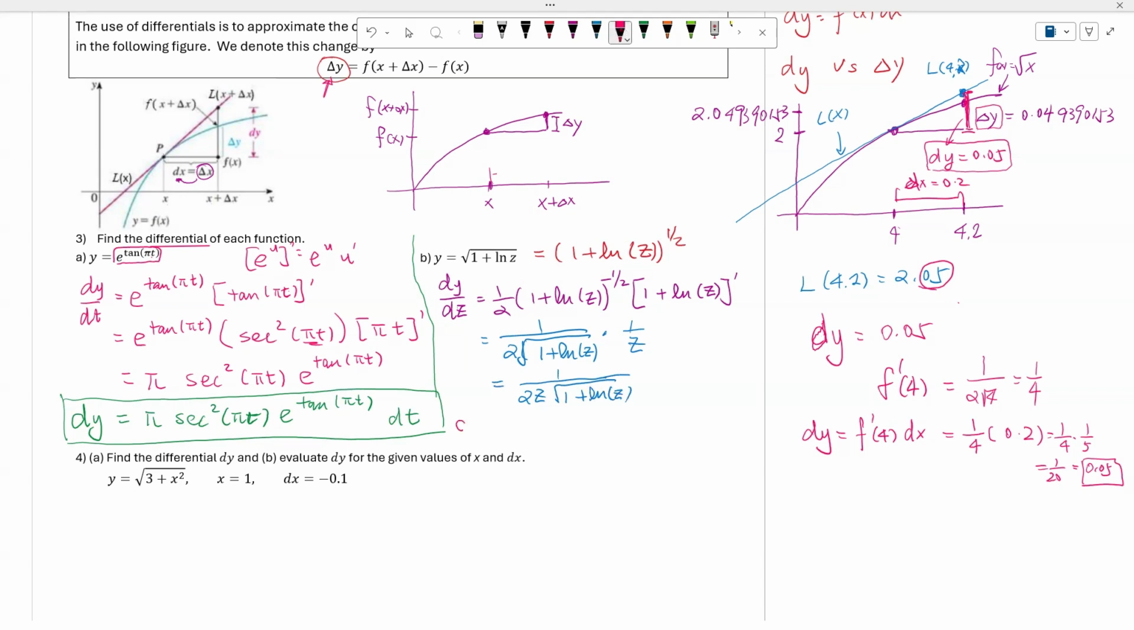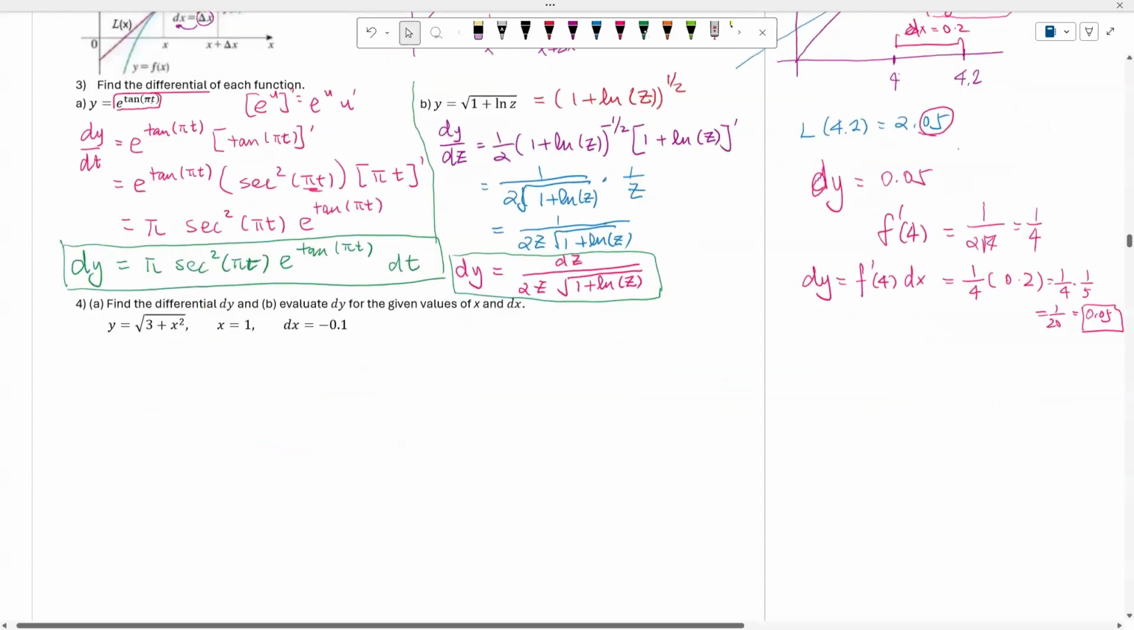And now dy is equal to dz over 2z square root of 1 plus natural log of z. So then this is my answer.